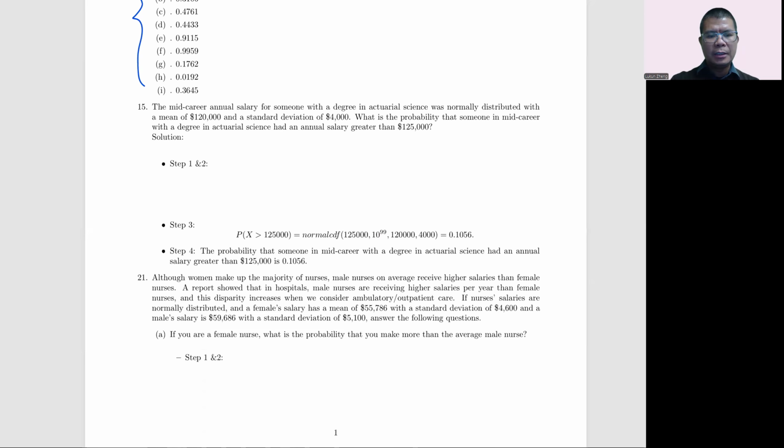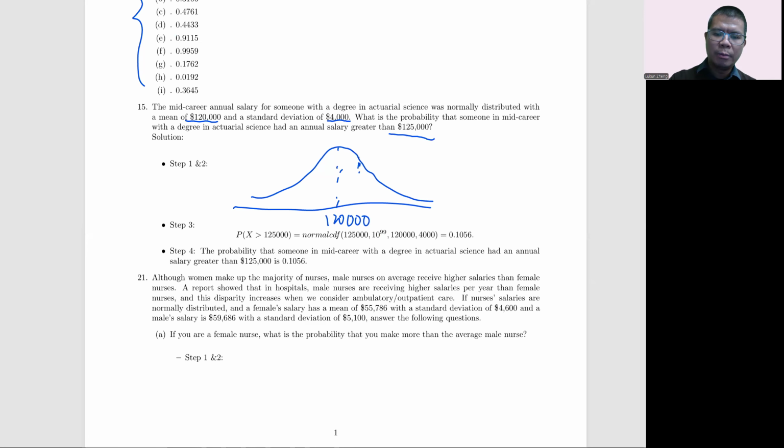All right, this one, with the mean and standard deviation. The probability that someone in mid-career has an annual salary greater than this one. So you draw the curve, centered at 120,000, and 125,000 is 5,000 above that, somewhere here probably. And we want to figure out greater than that, and that's the area, right? So greater than that is normal CDF. This one, plug in, everything is given. So the probability is the answer.